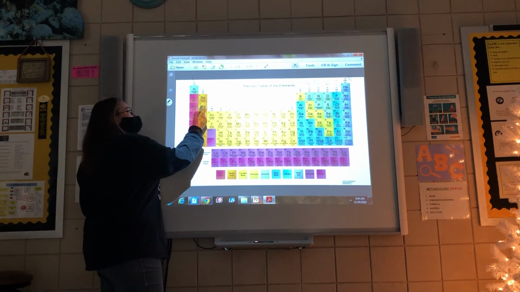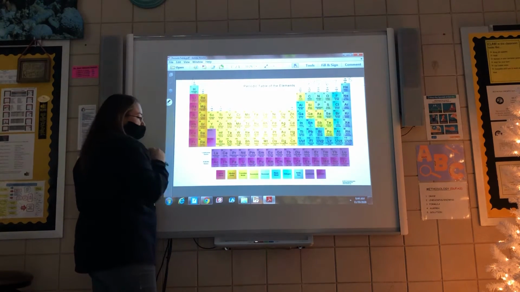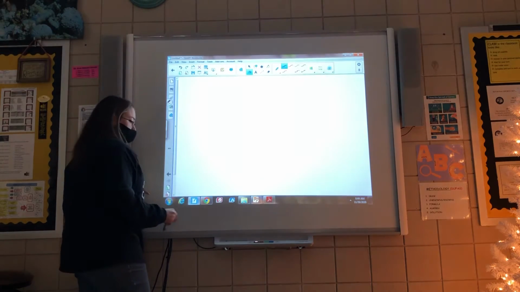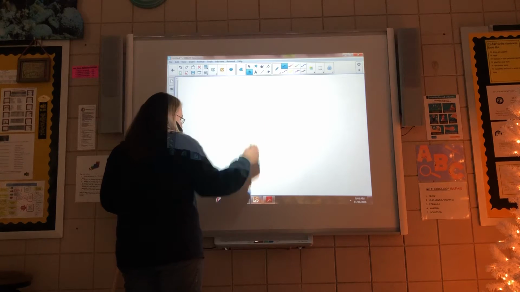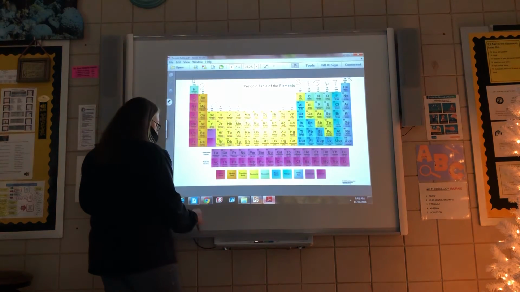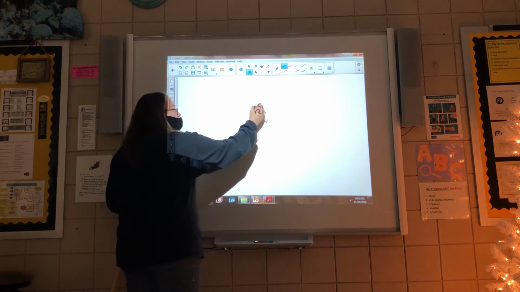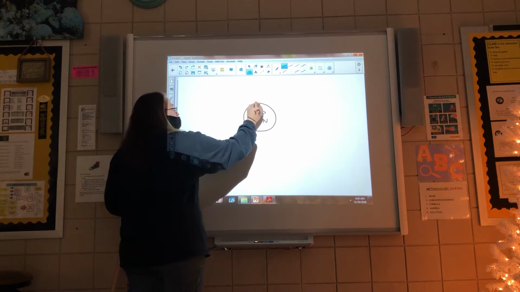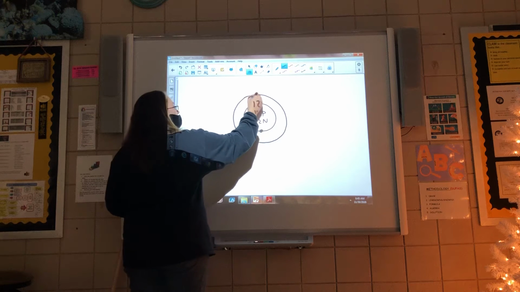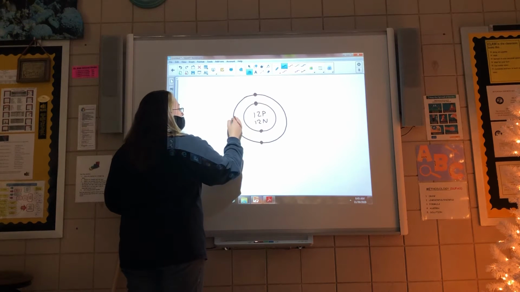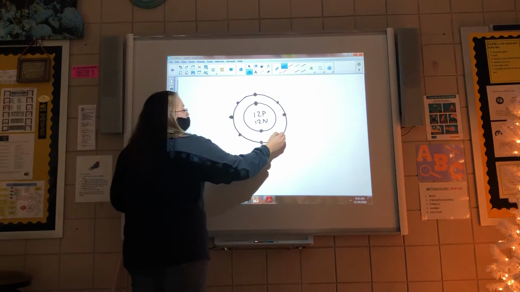Alright. So let's just pick magnesium. How many valence electrons does magnesium have? 2. It has 12 total electrons. So let's draw out this Bohr diagram real quick. I've got magnesium. It has 12 protons, 12 neutrons, and 12 electrons. So how many electrons go in that first level? 2. How many electrons go in that second level? 8.